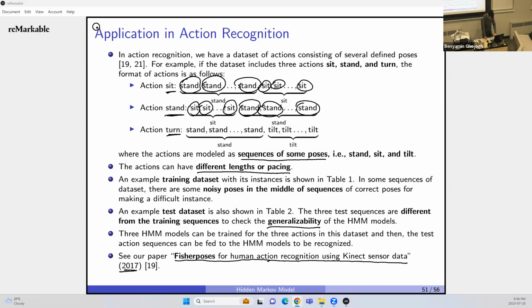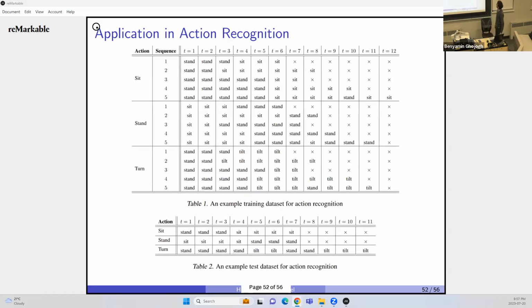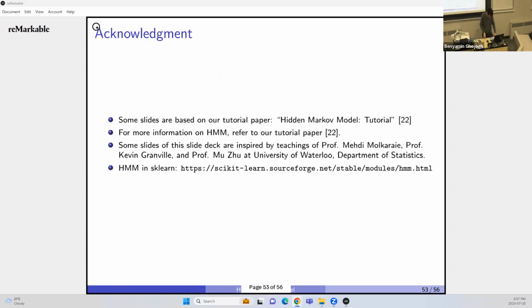Okay. And this is an example of different data sets of, for example, different actions, right? In different time slots for train and test. Interestingly, test instances never exist in the training set, but we can still recognize them. So it's generalizable. Acknowledgement: some slides are based on our tutorial paper, the Hidden Markov Model tutorial.